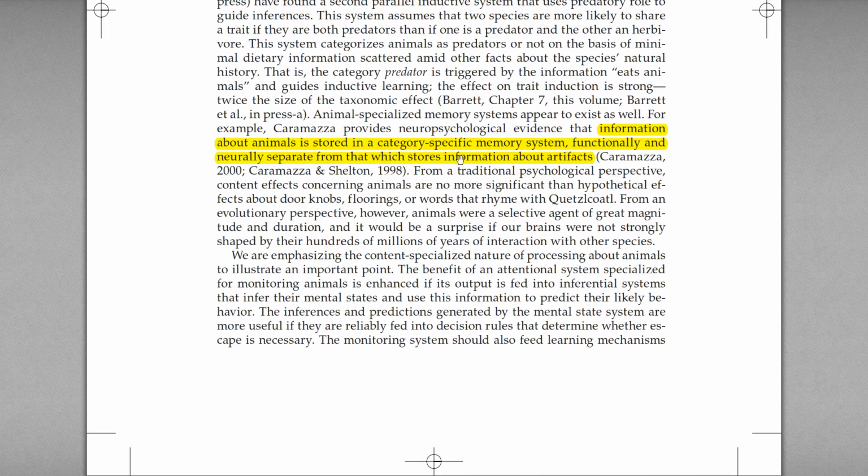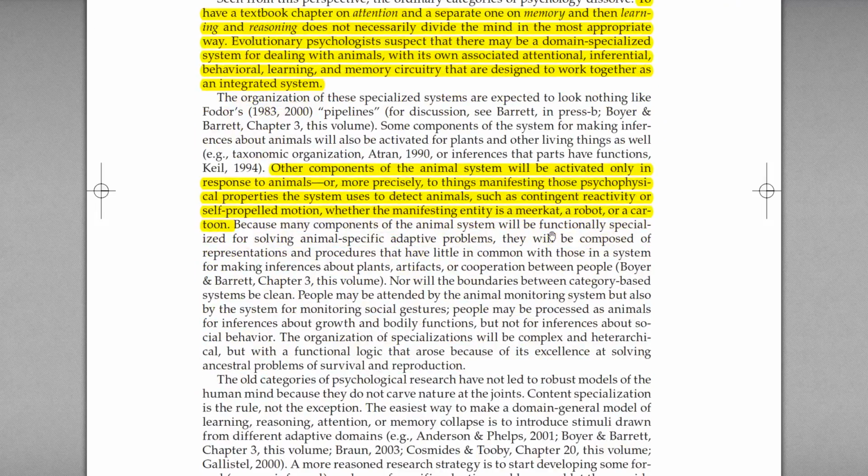Oh yeah, and then these memory systems can be totally different categories. You can have a category for animals, or different kinds of artifacts. That's another science, but you can have different kinds of memories for different stuff. So for example, you can forget all the animals you know.